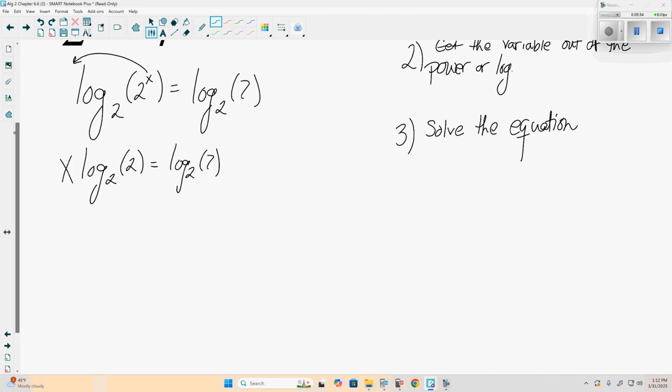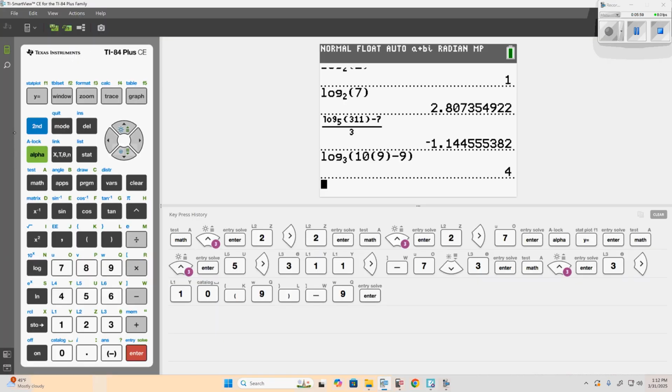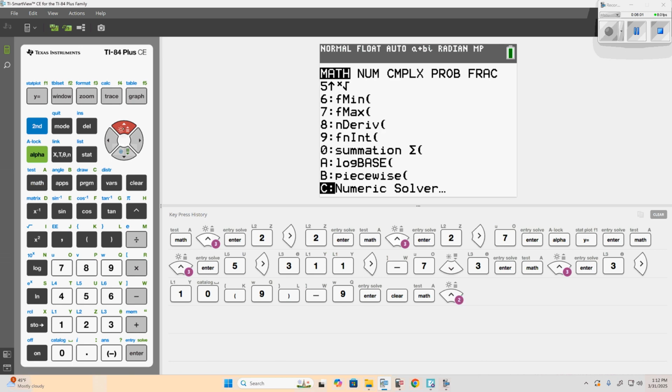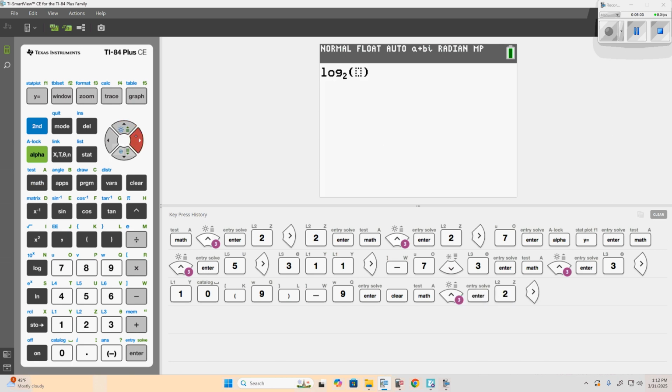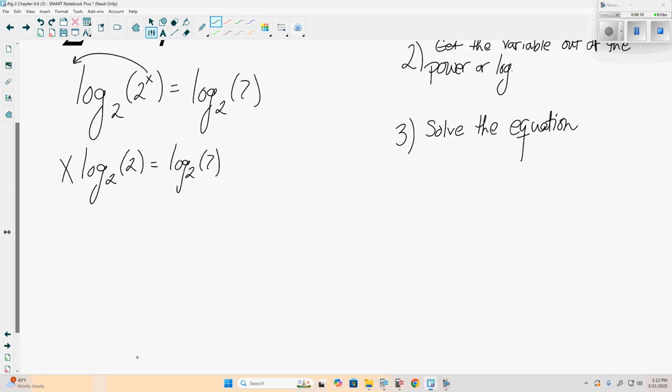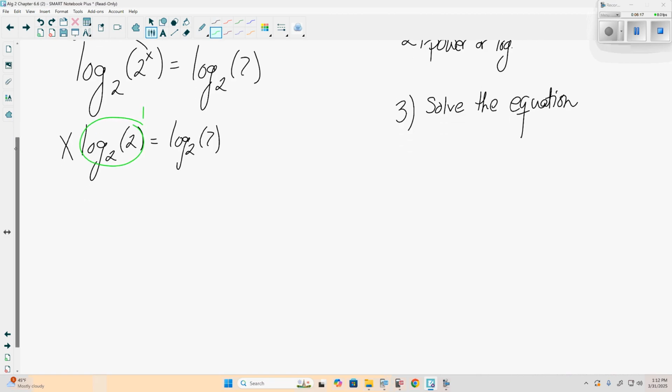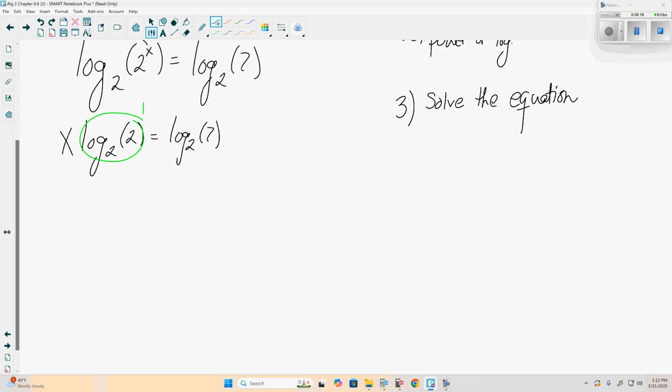Now, on the left side, we have log base 2 of 2. There's a specific reason I chose log base 2. Now, if we calculate log base 2 of 2, the value for it is 1. So with this here, it means that this log base 2 of 2 is 1, telling us that the left-hand side is x times 1, or just x.